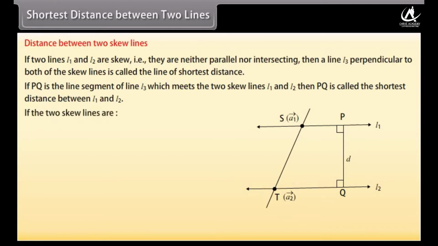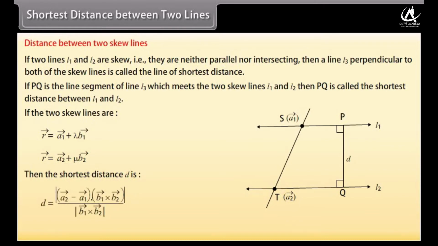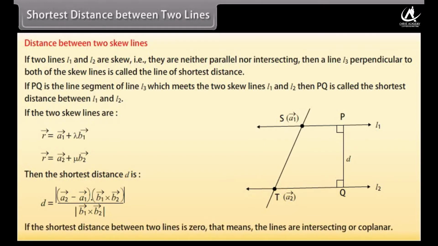If the two skew lines are vector r equals vector a1 plus lambda vector b1, and vector r equals vector a2 plus mu vector b2, then the shortest distance d equals the modulus of the dot product of (vector a2 minus vector a1) and (vector b1 cross vector b2), divided by the modulus of the cross product of vector b1 and vector b2. If the shortest distance between two lines is 0, that means the lines are intersecting or coplanar.